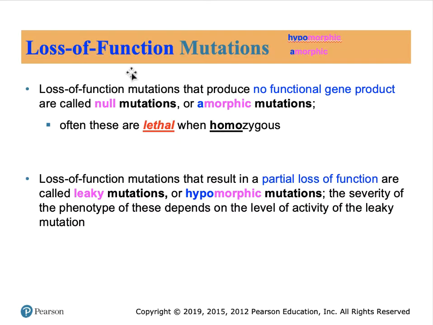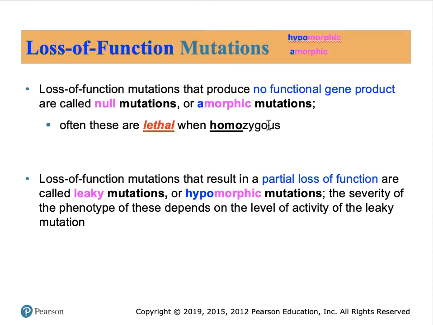Those mutations that cause a complete loss of function, i.e. no functional gene product, have a name. They are called null mutations. Null means none, so nothing is produced by the allele. But there's a genetic term too, and it's called amorphic. So these are amorphic mutations. Often they are lethal when they're in the homozygous condition.